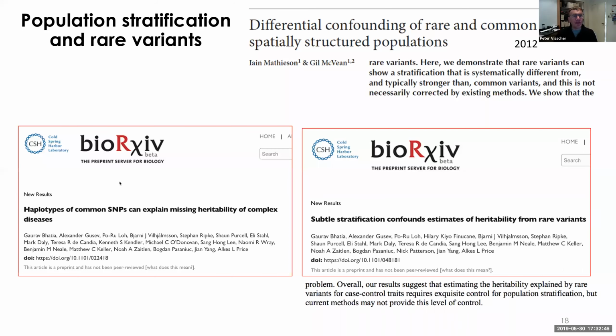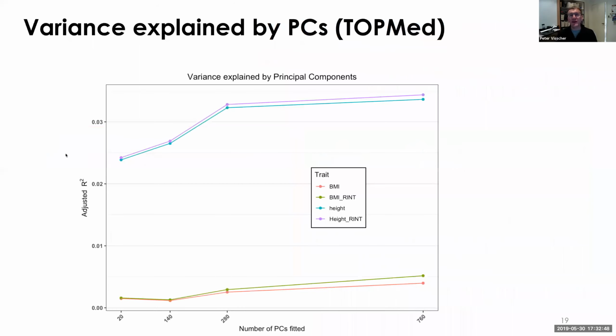Well, the first thing we did was just quantify how much variation in our TopMed sample is actually explained by principal components. So this is just a simple linear regression of our phenotypes on a number of PCs all the way up to 760, which include PCs based upon very rare variants. The top results are here for height and the bottom ones for BMI.